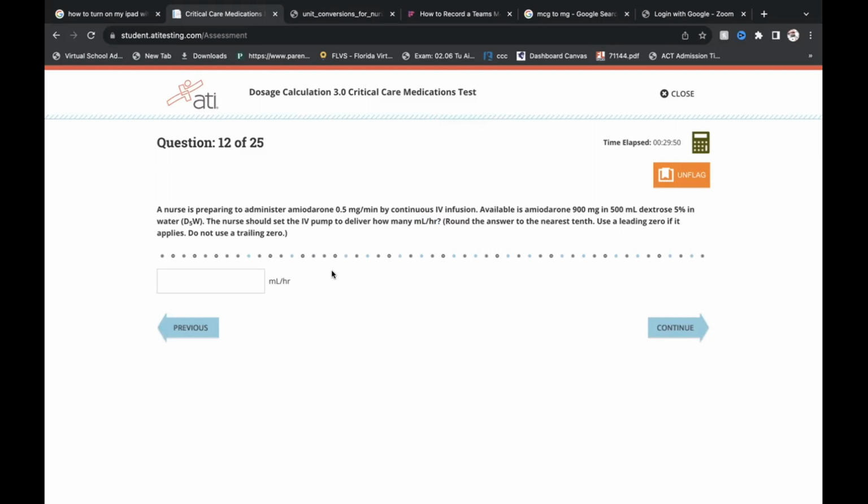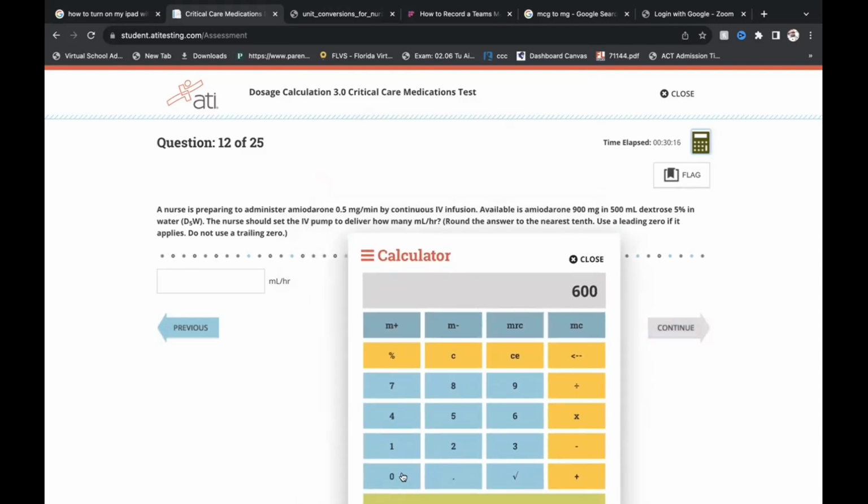So we have 900 milligrams. So we need to do, wait, hold on. I'm sorry. We don't have 900 milligrams, but every 900 milligrams is in 500 milliliters. So we need to do 0.5 divided by 900. Excuse me. 0.5 divided by 900 is 0.0005. Okay, we'll stick with that. 0.00056. We times that by 60 to get it into hours.